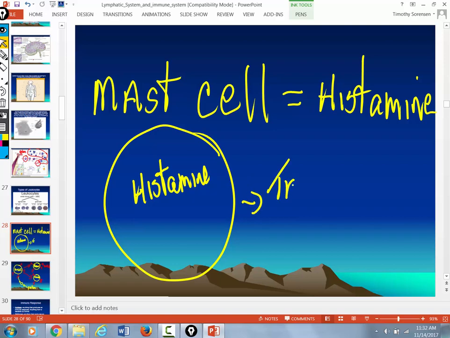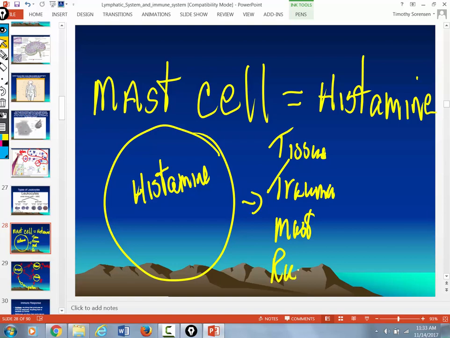Through tissue trauma. That's a trauma. Mast cells can rupture. And when mast cells rupture, what do they release? Histamine. You got me? Better write this down.